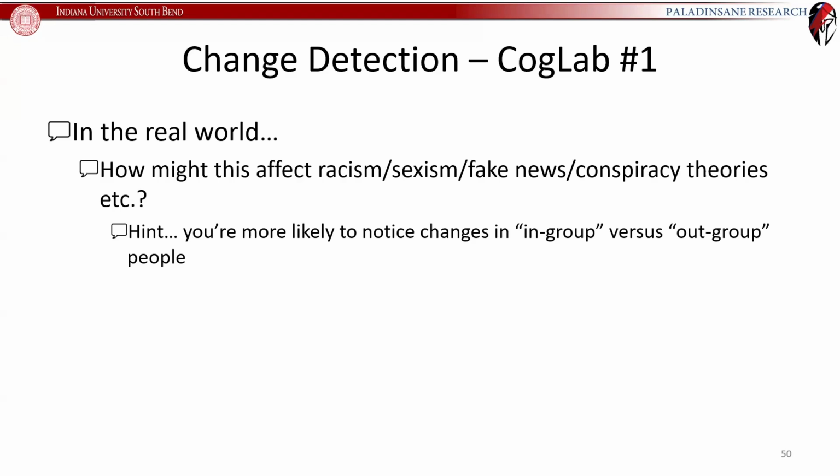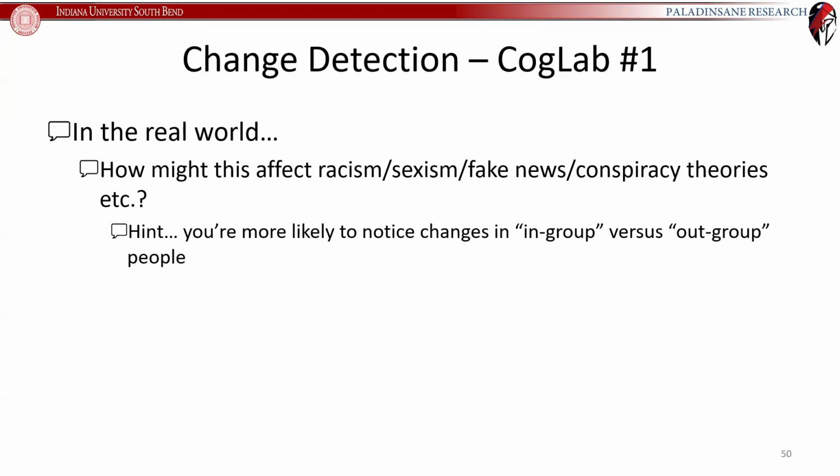Because change detection in a cog lab, in a nice little demonstration, doing the door trick, that's nice. It's a magic trick. You can use it to impress your friends at a weekend party or something. That's not that important. But when you take a look at change detection and say, what does this mean for our society? How is this propagating racism and sexism and other ills in society? That's when it becomes powerful.